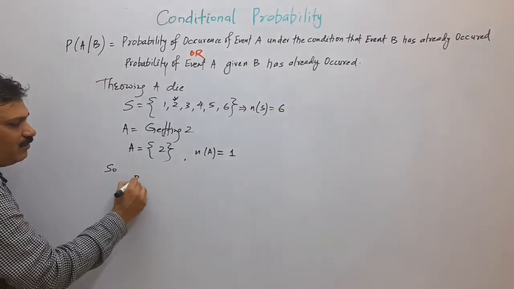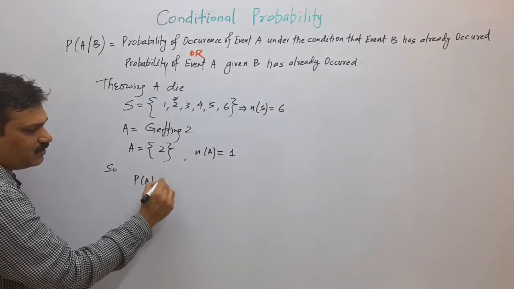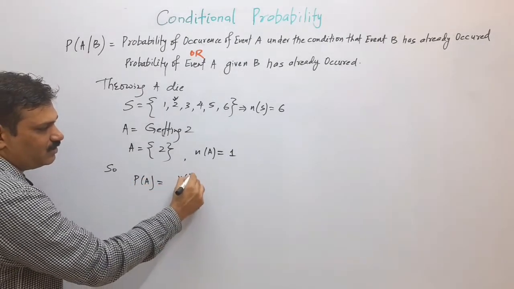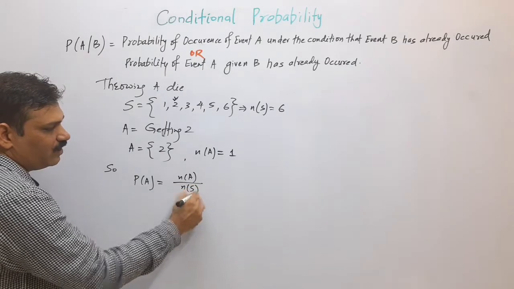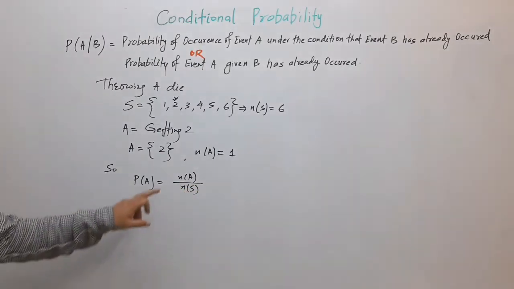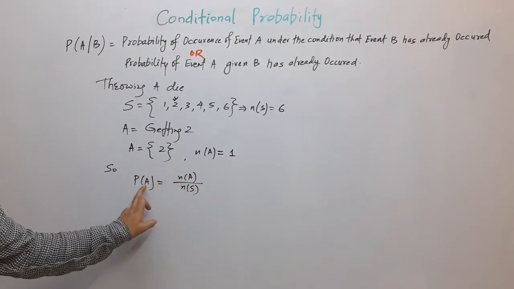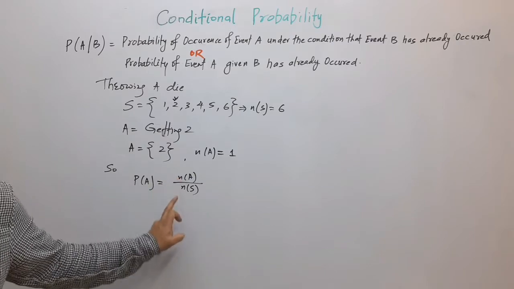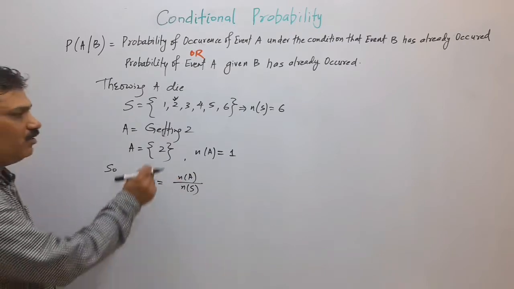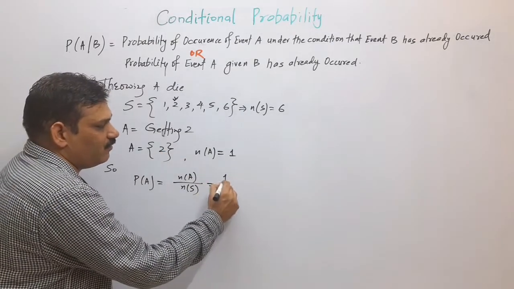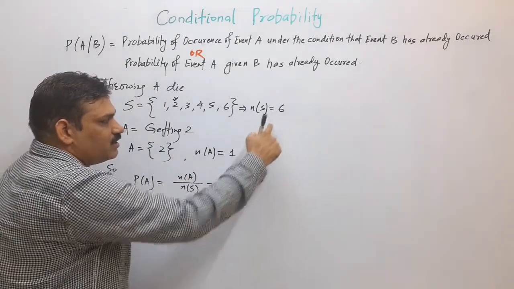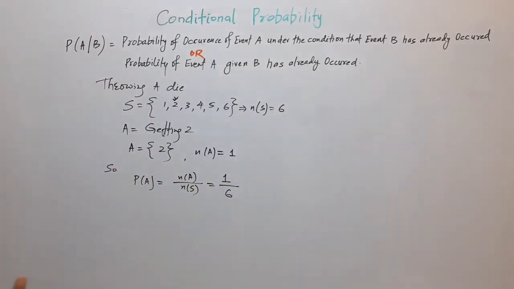So the probability of A will simply be the number of elements in A divided by the number of elements in S, that is, the number of outcomes in favor of the event A divided by the total number of outcomes. Here only one outcome is in favor of A and there are total 6 outcomes. So the probability of A is 1 by 6.